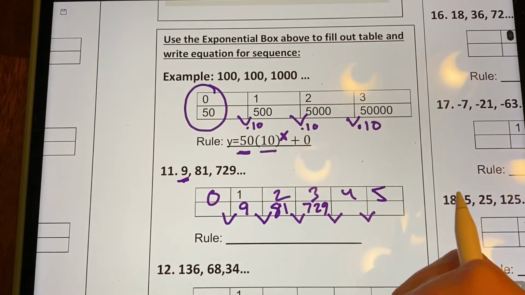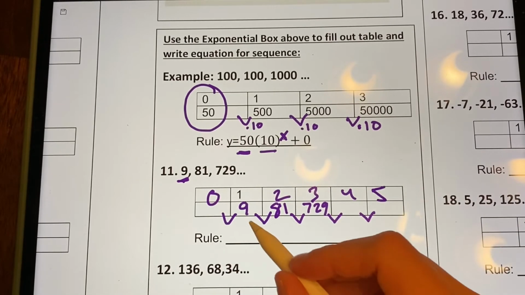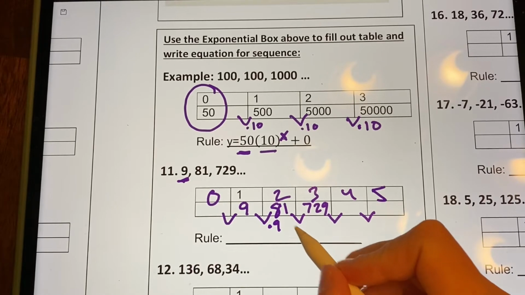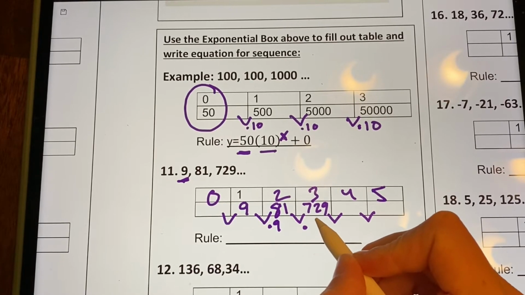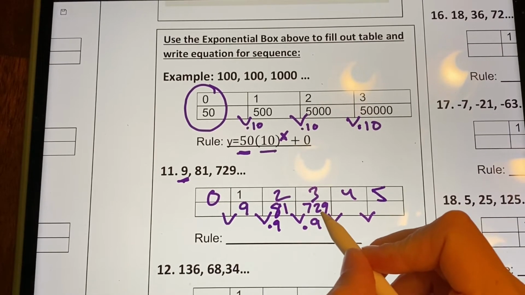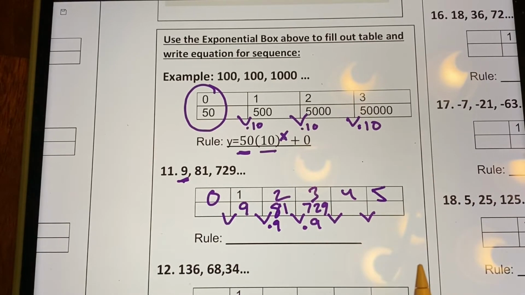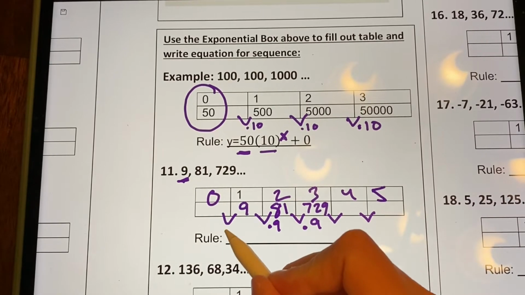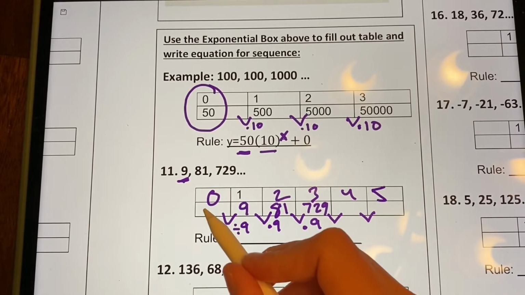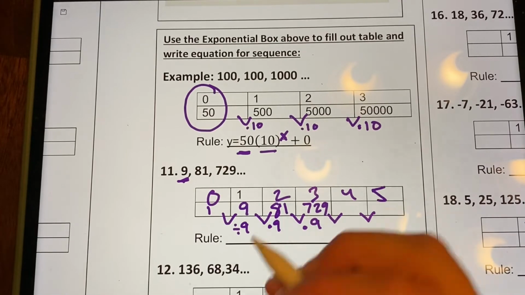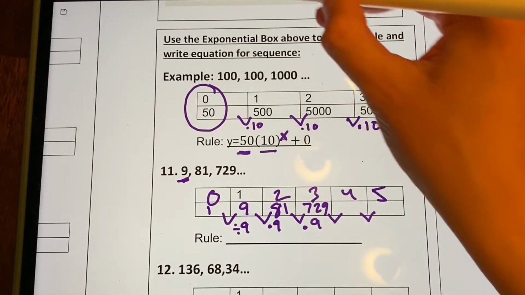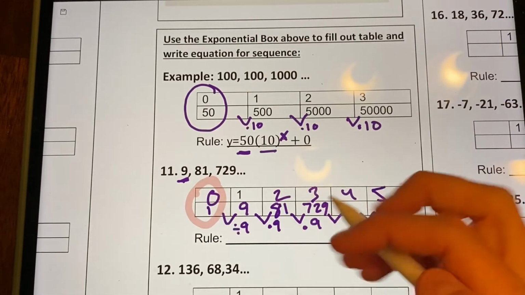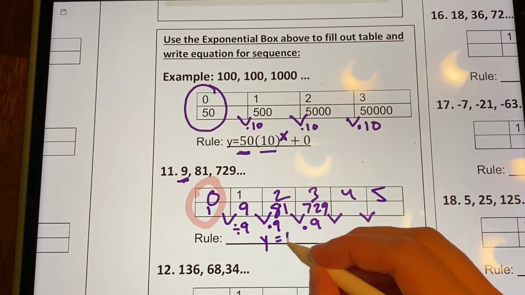Okay? So if you want to do this one real fast, 9 times what is 81? 9 times 9. 81 times 9 is 729. You guys can take these numbers and multiply to get the next one. Okay? And to go backwards, 9 divided by 9 is 1. So there we go. Now we know what our A is. Our A is 1. So y equals 1.